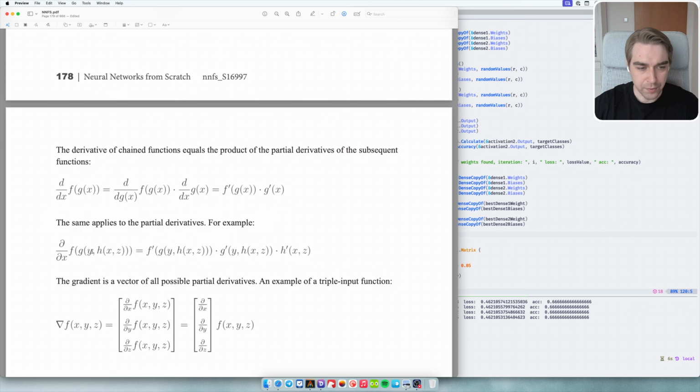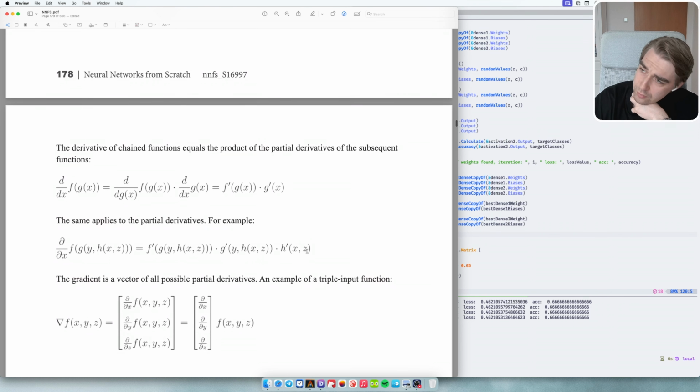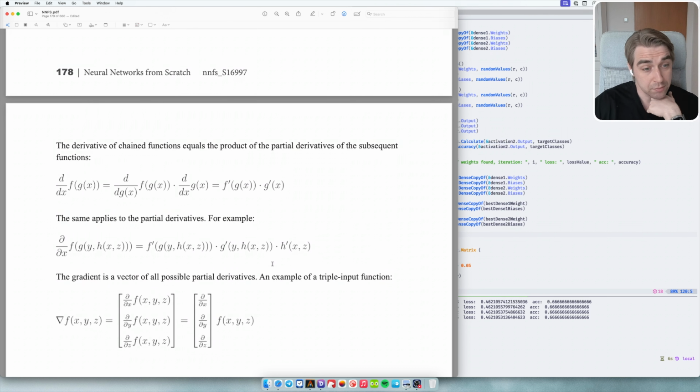So if we have a function inside a function, we have the derivative of the outer one, but very interesting if we need to find the partial derivative over dy. I guess it will stop here, I don't really remember.